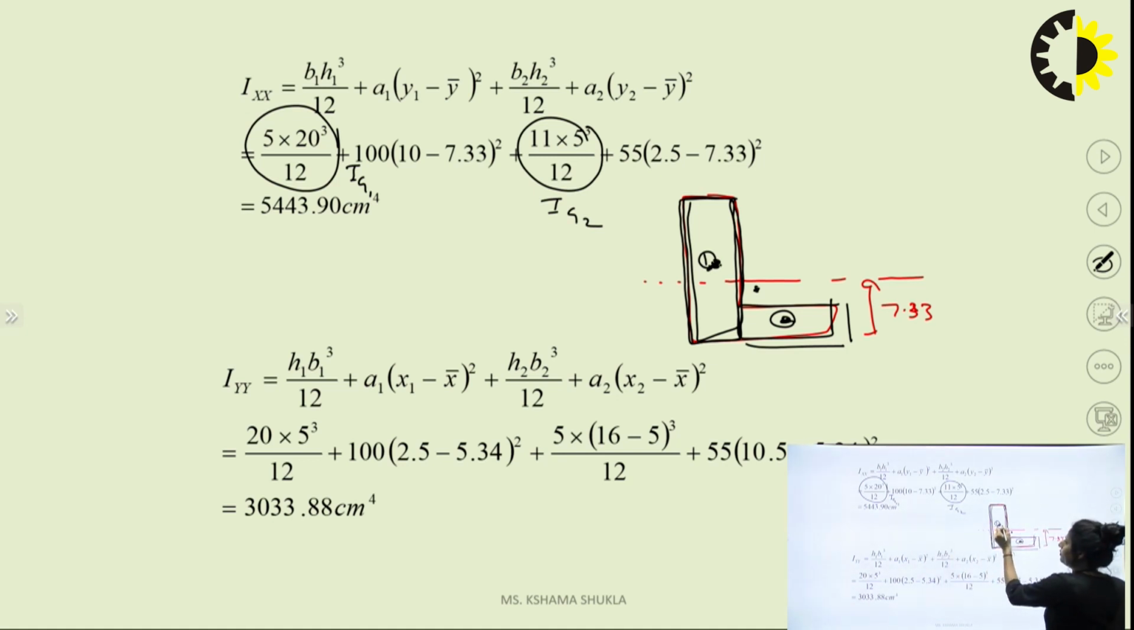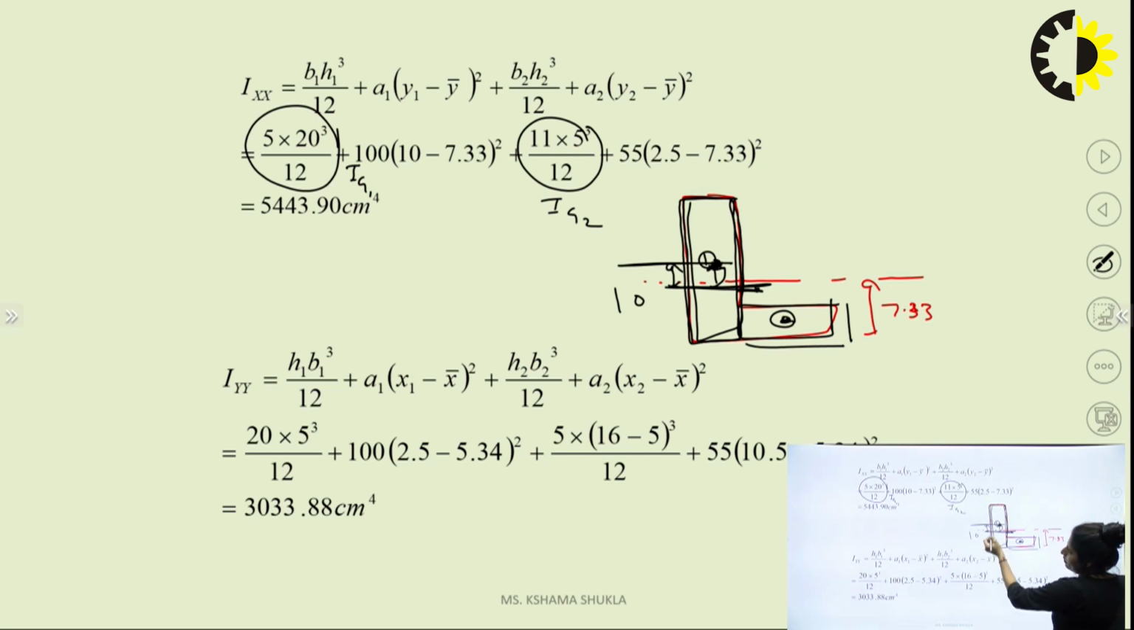IG1 gives the value here, and I need to find the value here. How can I find it? We simply add A h bar square. H bar is the distance between the neutral axis of the standard section and the neutral axis of the composite section. The distance between these is nothing but this. The half distance is 10.